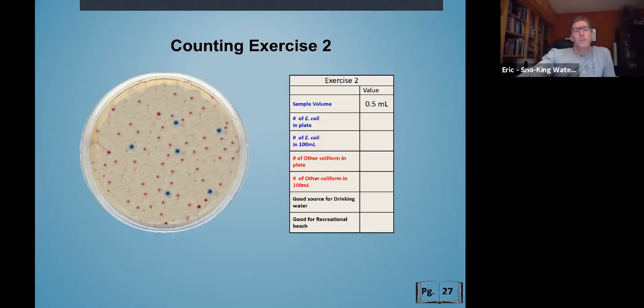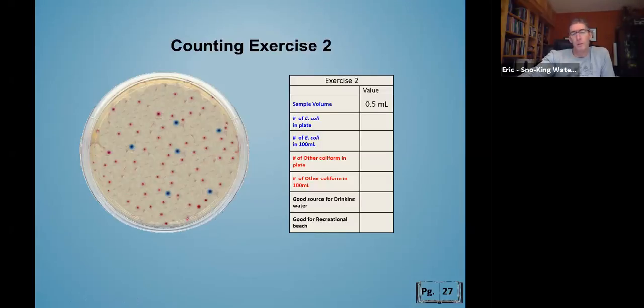So these are just some other exercises we could do with the math, but essentially you guys get the idea of if you vary the sample size, you have to adjust your math to come up with the number of colony forming units per 100 milliliters.